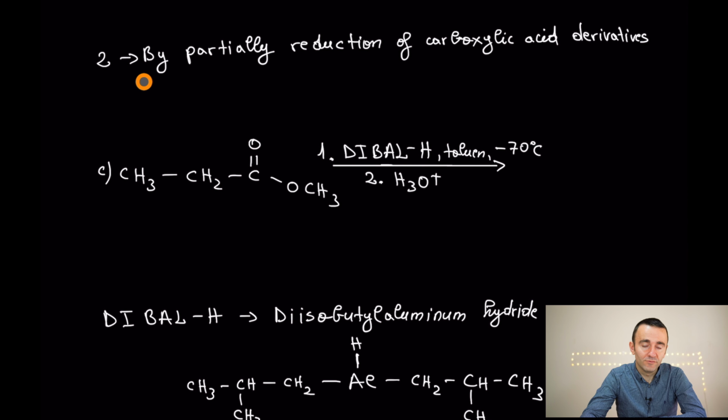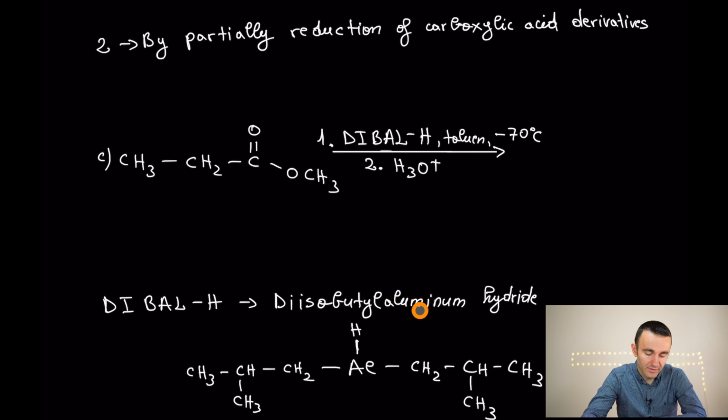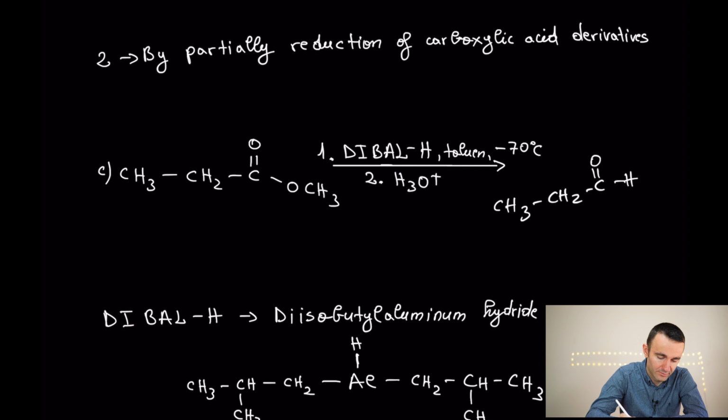Let's move further. Let's move to the second way to prepare aldehydes and ketones. In this case, by partial reduction of carboxylic acid derivatives. If you start specifically from an ester, you treat that with DIBAL-H in toluene, followed by hydrolysis. What is DIBAL? DIBAL is diisobutylaluminium hydride. This compound is going to convert esters to aldehydes, or is going to do the reduction. So what is going to be the product? Propanal. Right? From esters, DIBAL, toluene, hydrolysis, you're going to yield aldehydes.